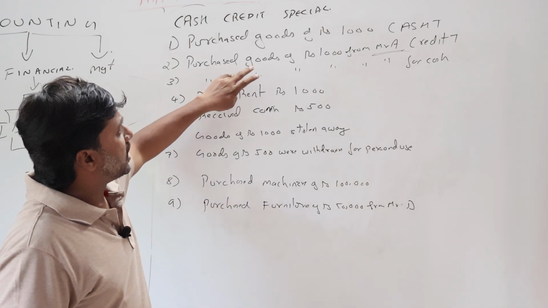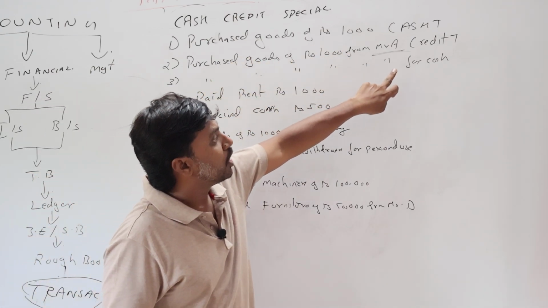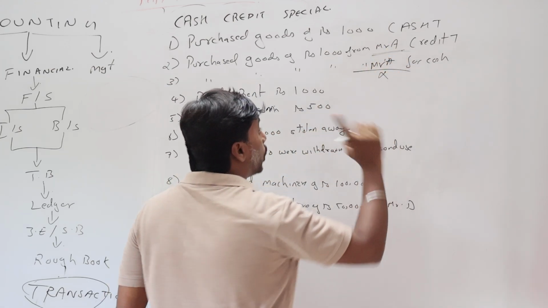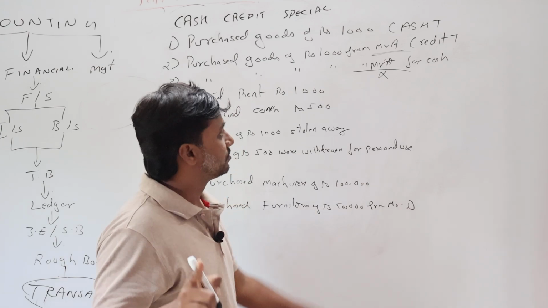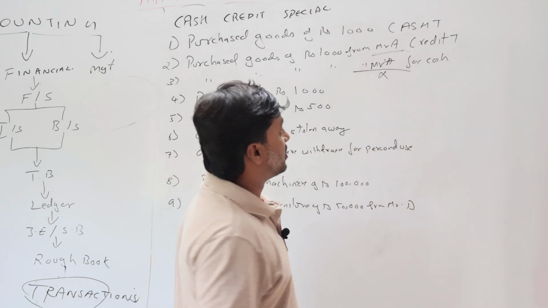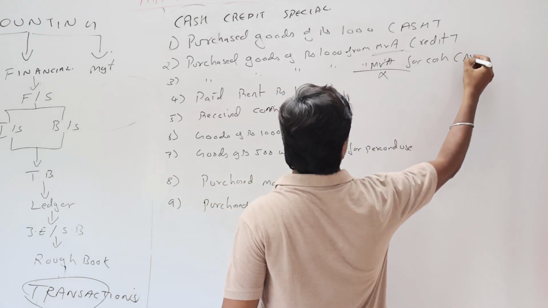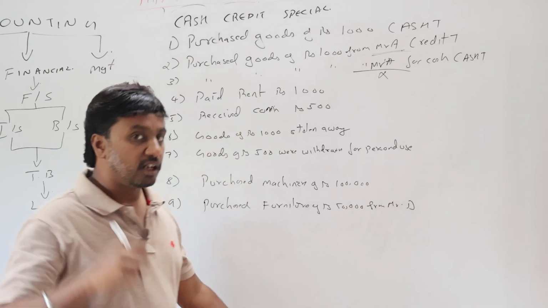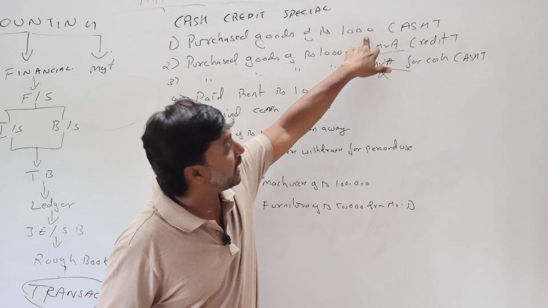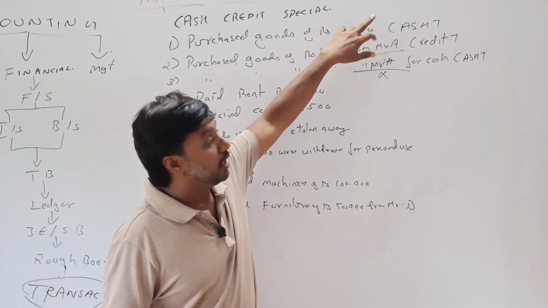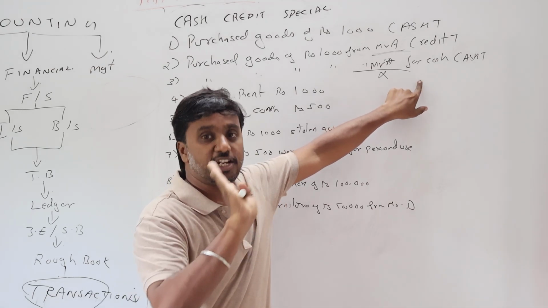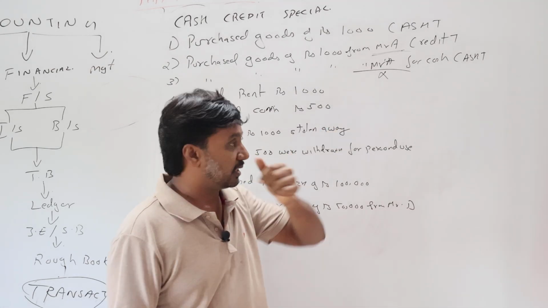Another one: purchase goods of rupees 1000 from Mr. A for cash. Now here again, Mr. A's name is mentioned, but it is of no use. Why is it of no use? Because "for cash" is clearly mentioned. The transaction is what in nature? Cash transaction. Conclude: if the name of the person is mentioned, it is credit. No name mentioned, it is cash. But if name and cash are both mentioned, then it becomes what transaction? Cash transaction. Clear? Please remember these things.